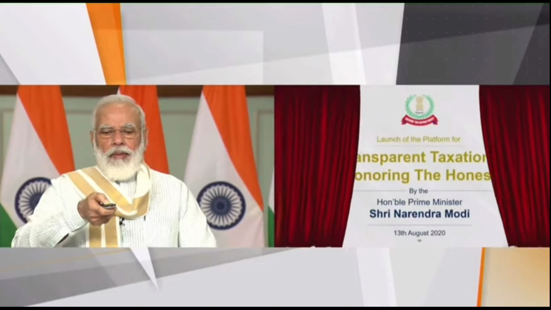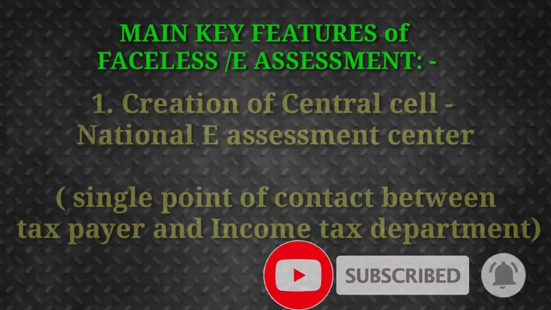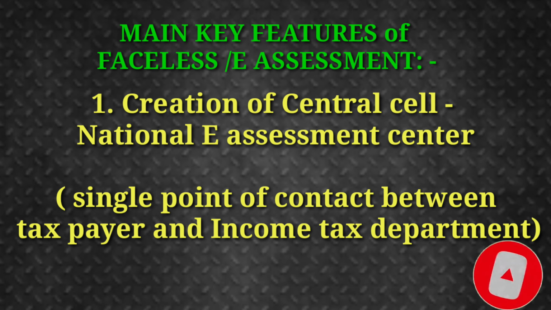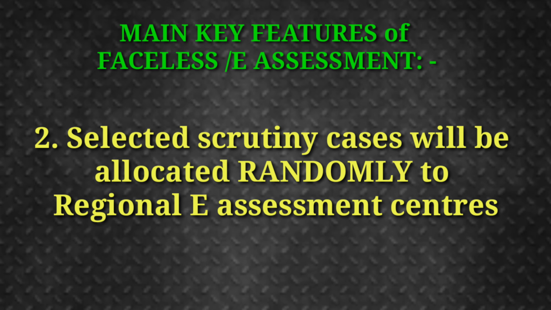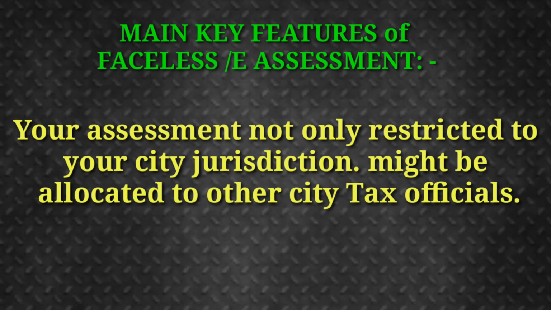The main key feature of this assessment is creation of central cell, which shall be the single point of contact between the taxpayer and income tax department. And another key feature of e-assessment is cases selected for scrutiny are allocated to assessment units in random manner by the central cell. Means your scrutiny case is not only subjected or restricted to your jurisdiction but also taken up by the officials which are located other than your jurisdiction.